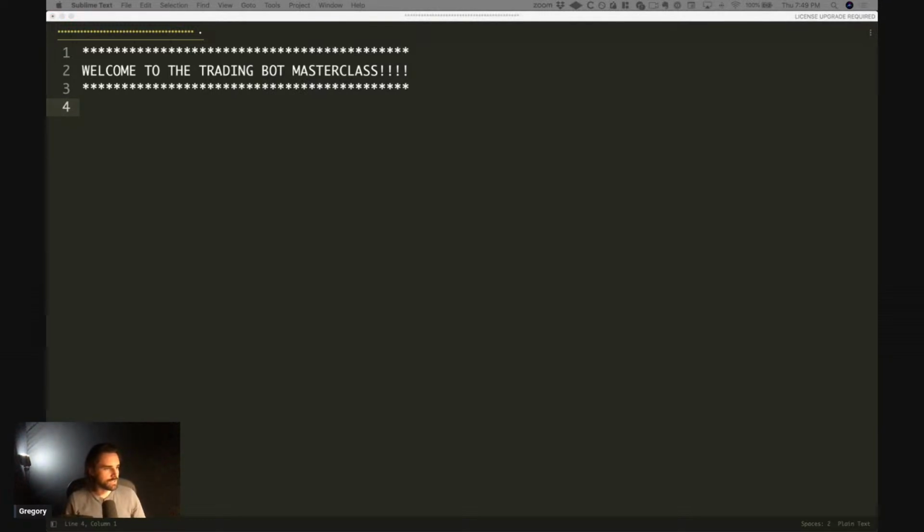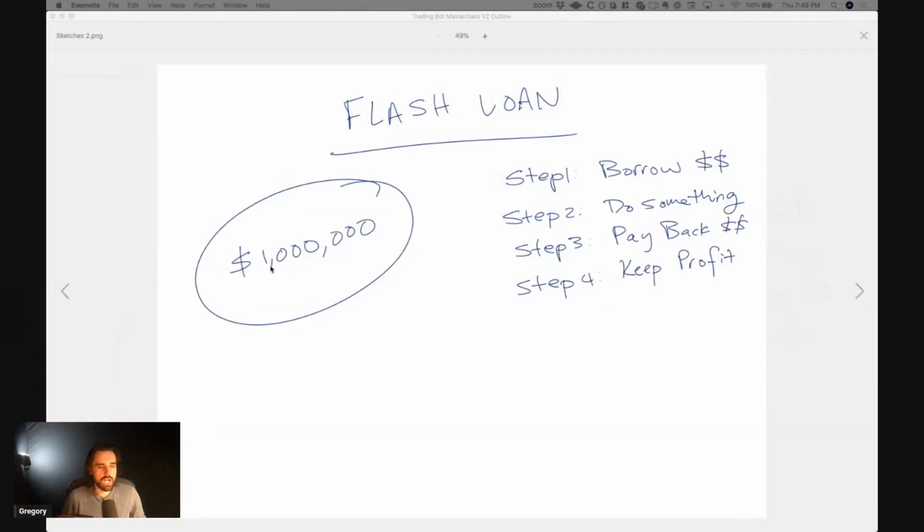A couple caveats with this. Just because you can borrow $1 million to do a flash loan doesn't mean that you have to, right? You could basically borrow less. It just depends on how much money you need to trade.